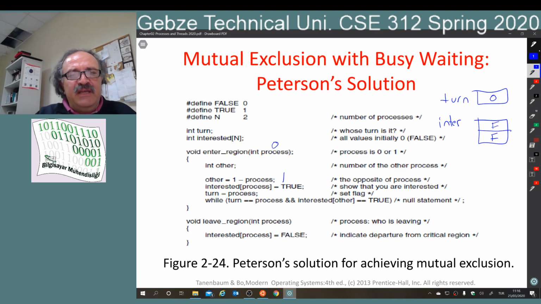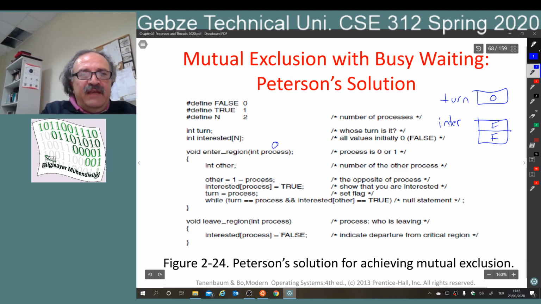Let's see if number 1 becomes a problem. That is, 2 processes could be in the critical region. Let's say when I am entering the critical region, an interrupt happened here. No problem, I did not change anything. Interrupt happened here. I said that I am interested.